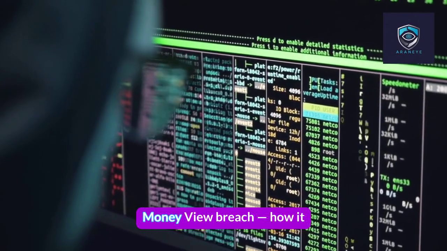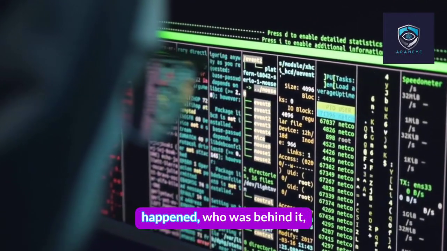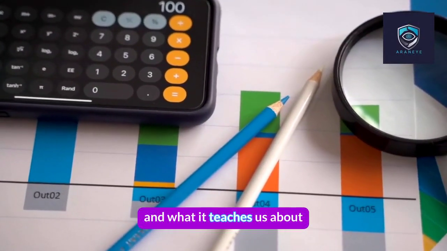Today we're diving into the MoneyView breach, how it happened, who was behind it, and what it teaches us about securing financial apps.